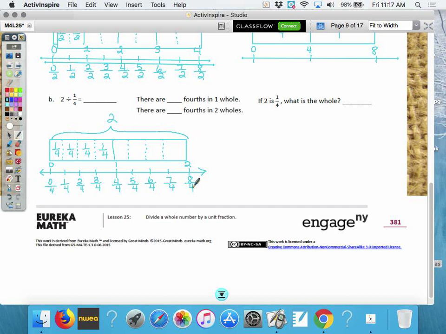Okay. So how many fourths are in one whole? 4. And those numbers match again, don't they? Okay. How many total are there? 8.